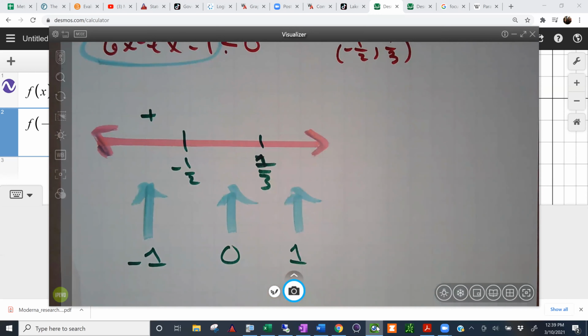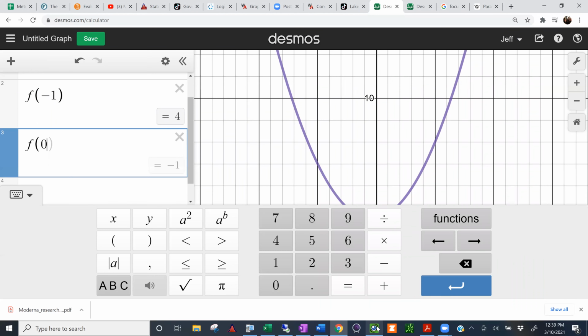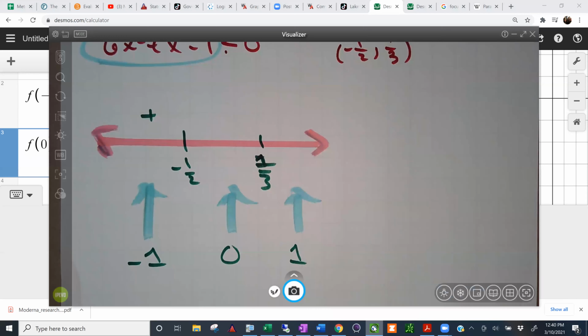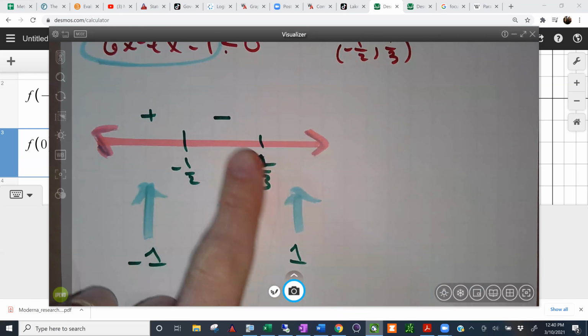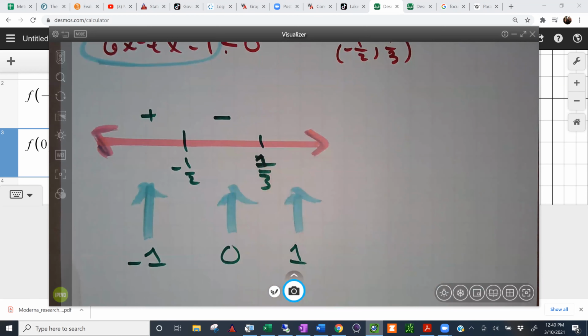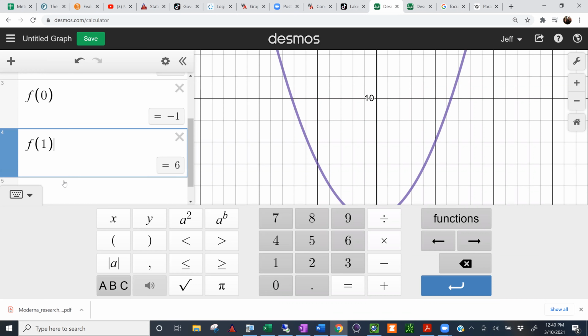Let's go to the next interval. Let's type in f of 0. Now, f of 0 gave me negative 1, but what do you think the important information is that I get out of plugging in a 0? Positive? Yeah, to see if it's negative or positive. In this case, it's negative. And the last one, we're going to do f of 1. And I got something positive.